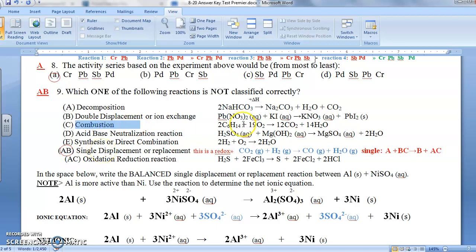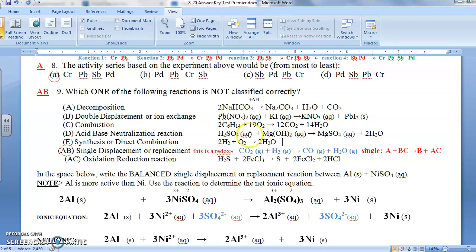Letter D, acid-base neutralization reaction. In an acid-base neutralization reaction, we must react an acid with a base. This is sulfuric acid, one of our 6 strongest acids. Here's our hydroxide ion. Here it's with an alkaline earth metal. That is one of our strongest bases. The strongest base we can have in solution is the hydroxide ion.